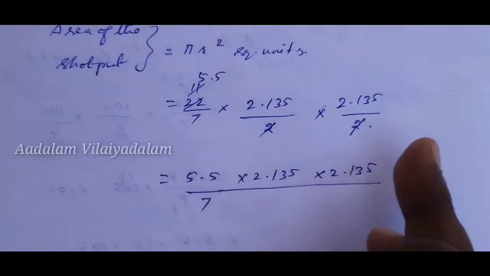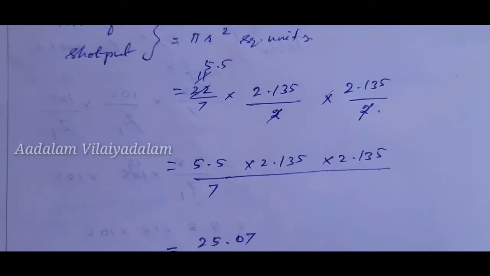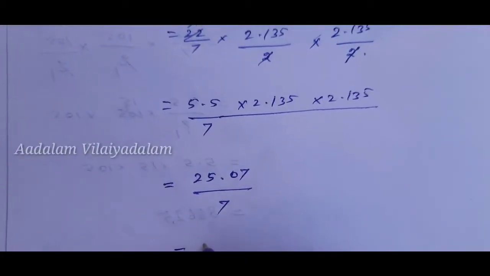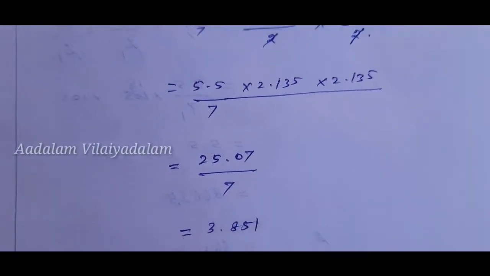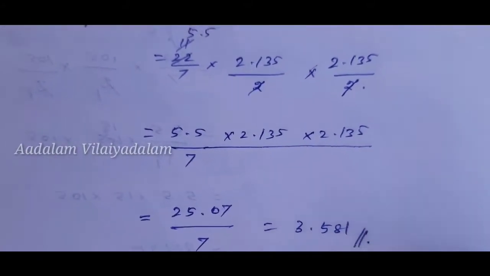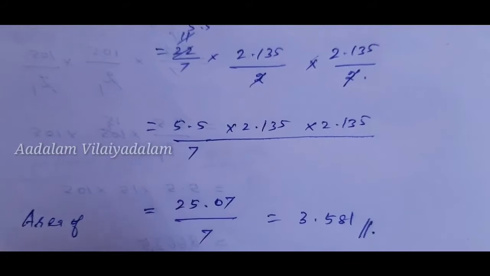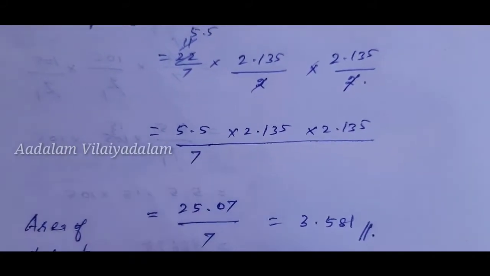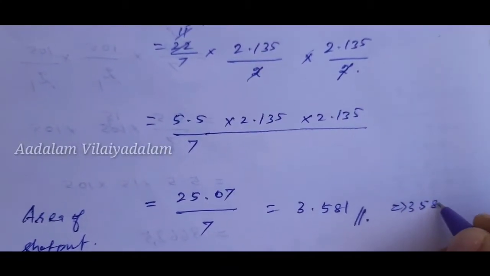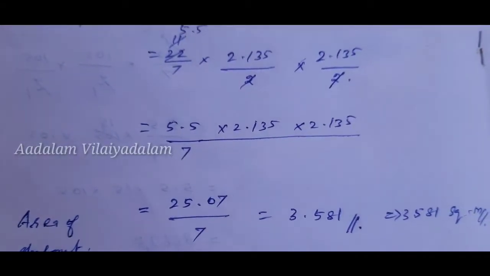Now the product of these three values we will get 25.07 divided by 7. Now after division we will get 3.581, which is the answer, the area of the shot put. Now we can write it as 3.581 square meter. With this we can conclude the problem.